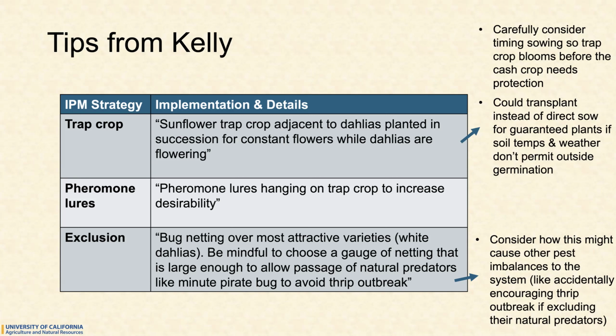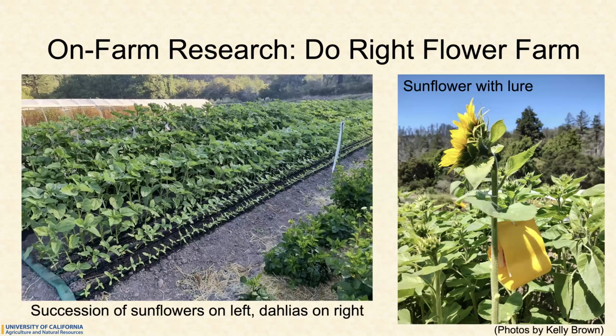And you might want to consider how this could cause other pest imbalances in the system. They mentioned thrips, really important to bear that in mind. You don't want to accidentally encourage a thrip outbreak if excluding their natural predators. So a lot of things to think about, but we have a lot of really talented farmers in California who are willing to share tips and strategies. So never hesitate to reach out to each other and compare notes.